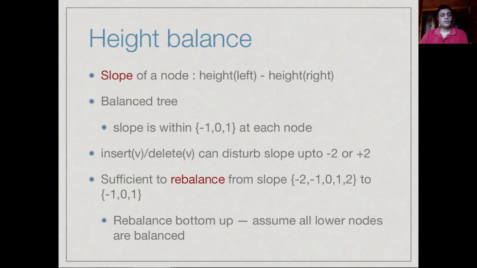So let us refer to the difference between the heights as the slope. Intuitively, in our picture, if it's unbalanced then the thing is tilted. So we could have a tilt this way or a tilt this way. We call this the slope. Let us say the slope is the height of the left minus the height of the right.